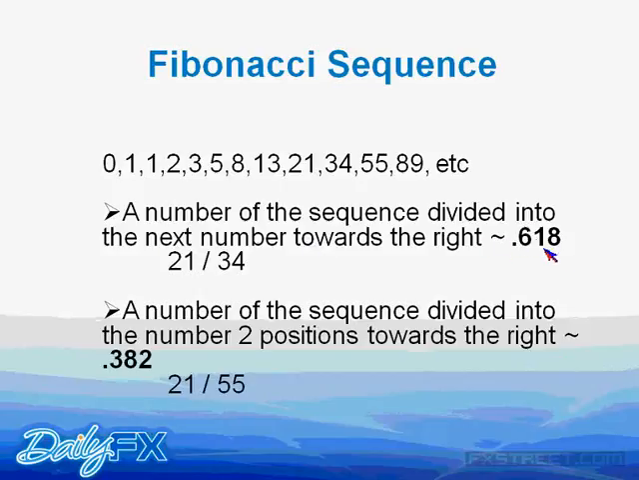And so that's the essence, that's the basis behind the Fibonacci retracement levels, this 618. Like in this example, if you take 21 divided by 34, it's not going to be exactly 618, but it's going to be fairly close.